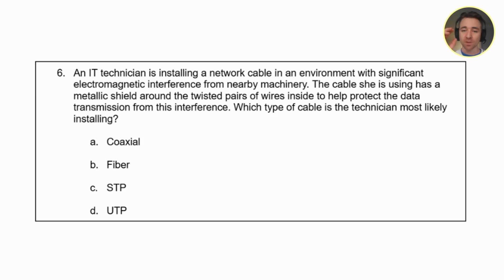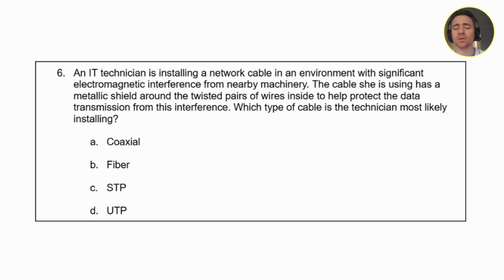So, question from exam objective 3. Let's get to it. It reads, an IT technician is installing a network cable in an environment with significant electromagnetic interference from nearby machinery. The cable she is using has a metallic shield around the twisted pairs of wires inside to help protect the data transmission from this interference. Which type of cable is the technician most likely installing? Is it A, coaxial, B, fiber, C, STP, or D, UTP?